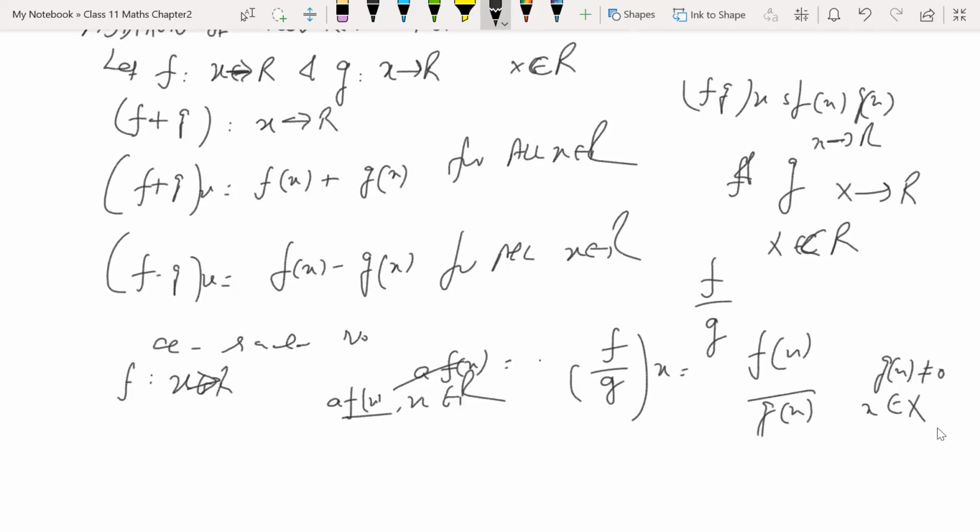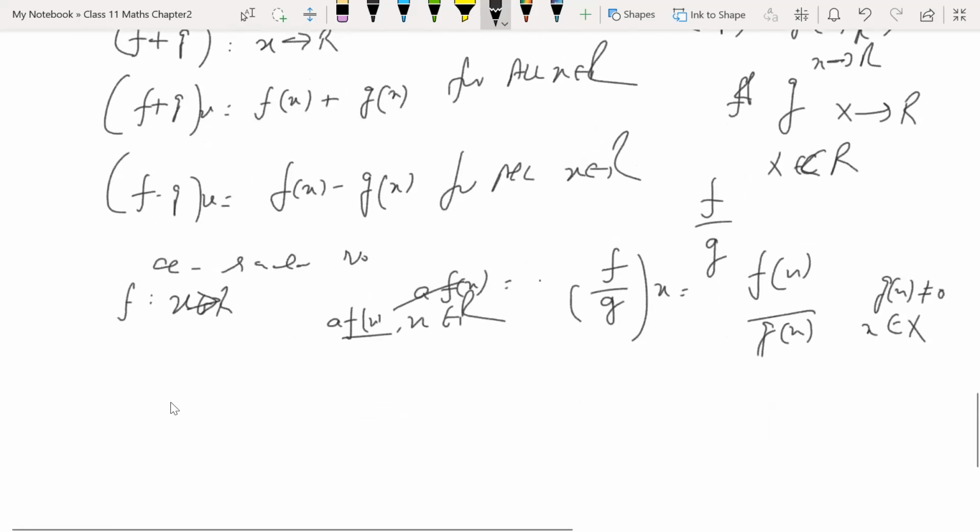I hope you understood the concepts of this chapter very well. In the next section, I will solve for you the exercise 2.3. Okay, let's do operations on the real functions. Let's solve it with the help of an example.